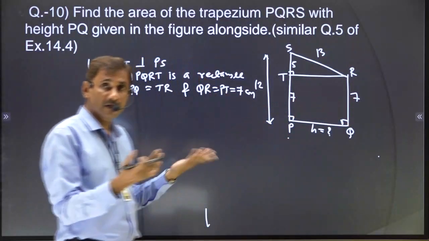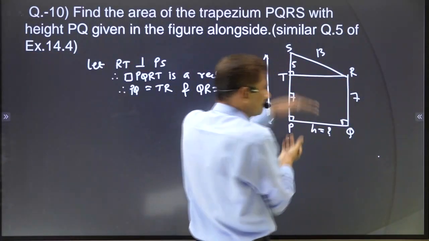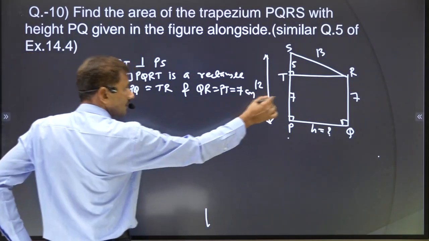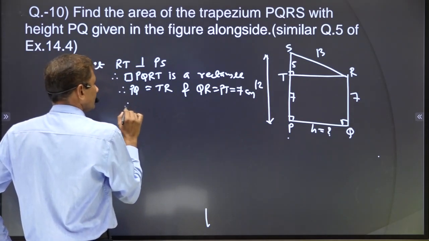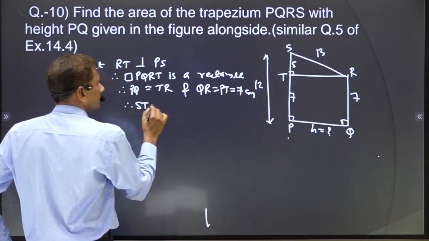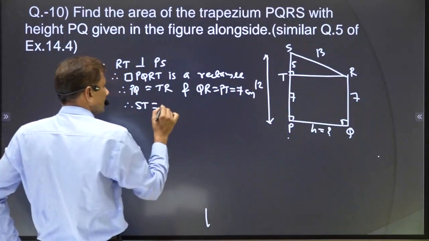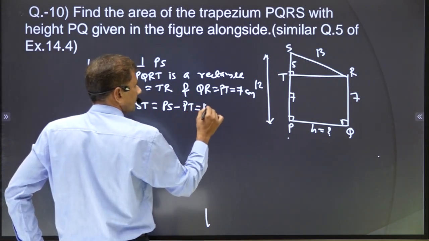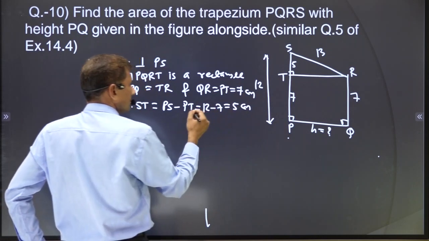Why? Because it is a rectangle. Why a rectangle? Because two sides are parallel, again two are parallel, meaning horizontal and vertical lines cut a rectangle there. So now you can say, therefore, ST equals, how do you find ST? PS minus PT. PS minus PT means 12 minus 7 equals 5, because PT we found here is 7.